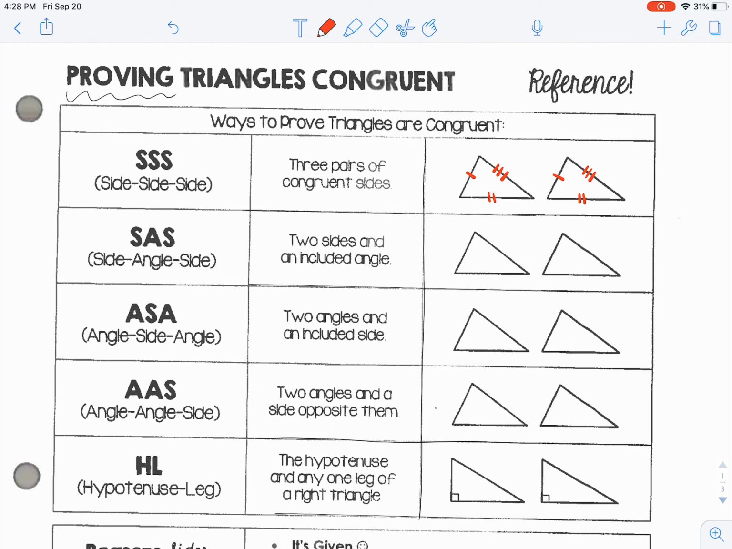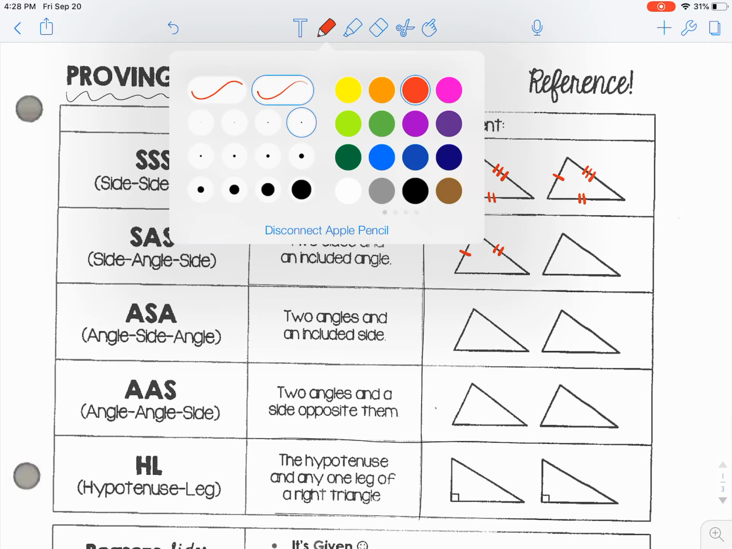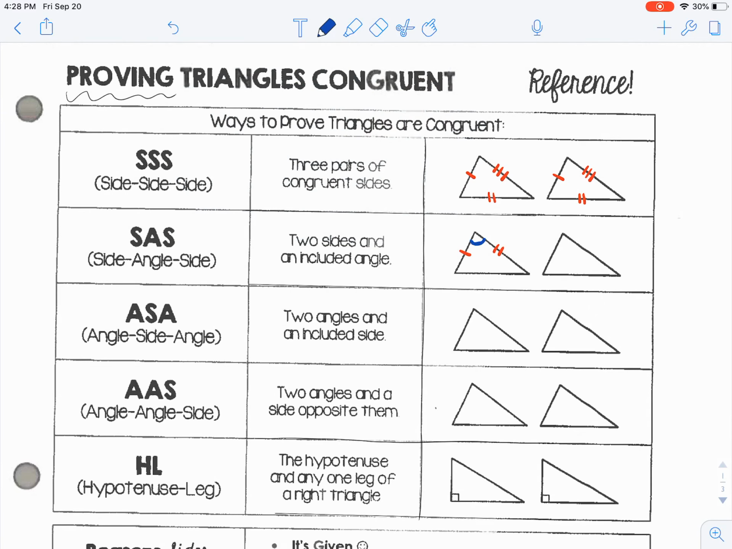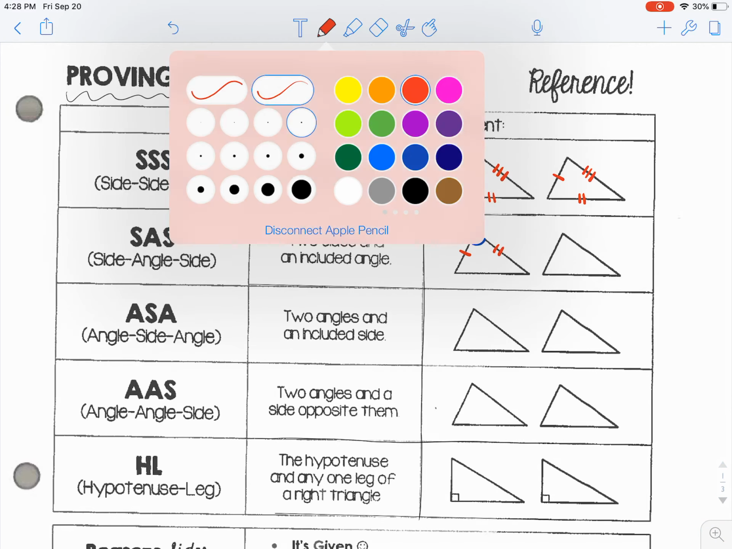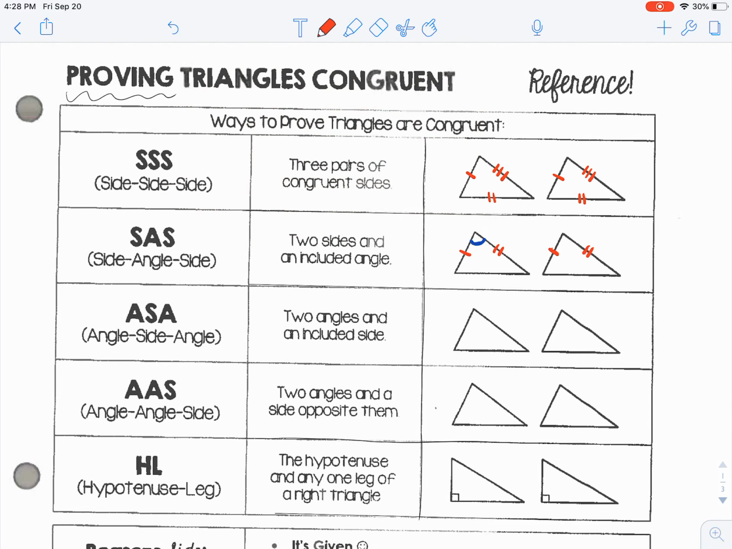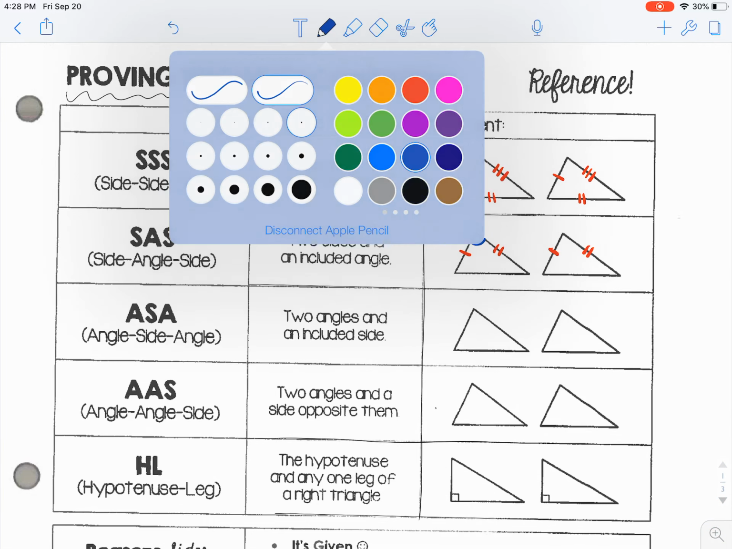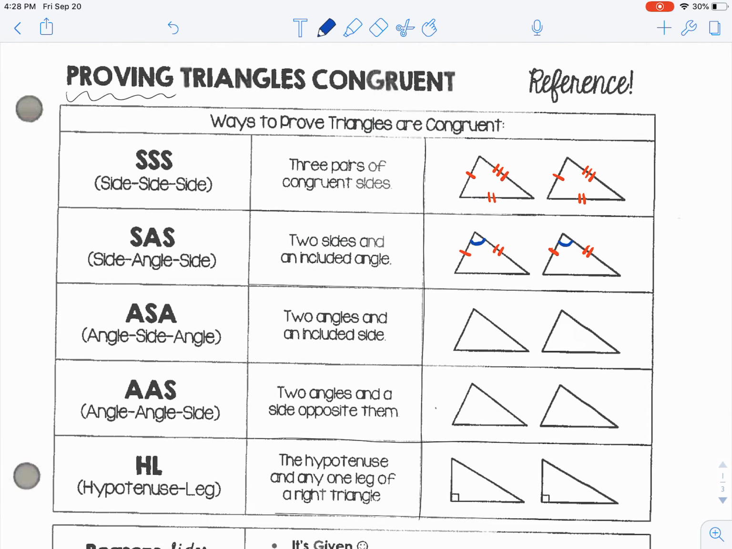The next one that we learned is that if 2 sides and an included angle of one triangle are congruent to 2 sides and the included angle of another triangle, then the 2 triangles are congruent. Don't forget that it needs to be the included angle. That is the angle between.